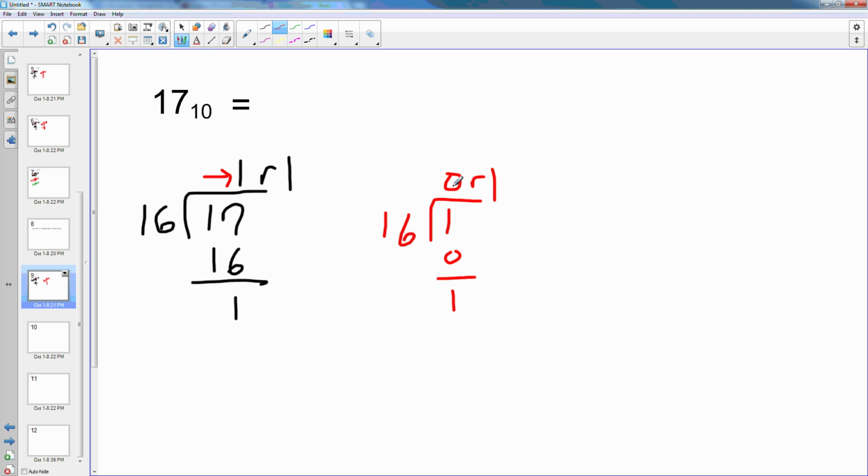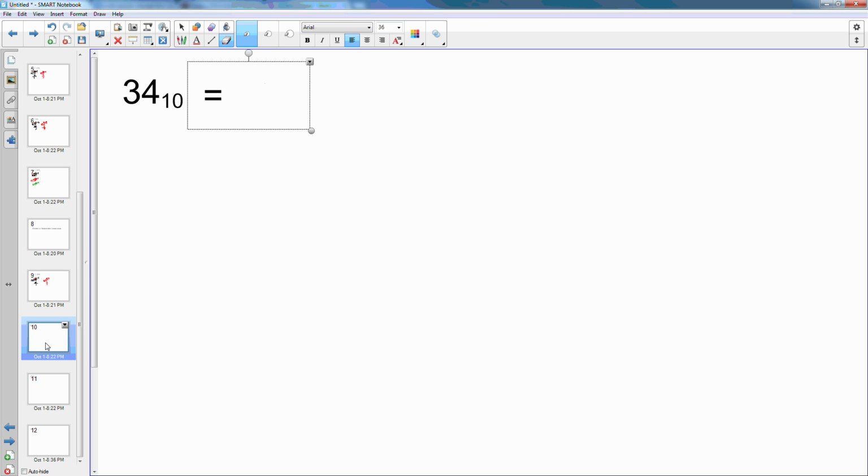So now I'm at 0 right here. I can now get my answer. My answer always starts here on the right and works to the left. So 1, 1. So 17 base 10 is 1, 1 in base 16. Okay, so it's a nice and simple example we'll work with. So let's take a look at another example now.